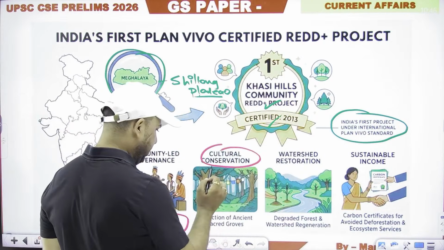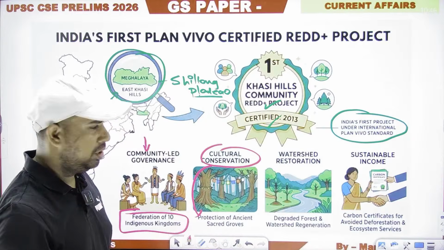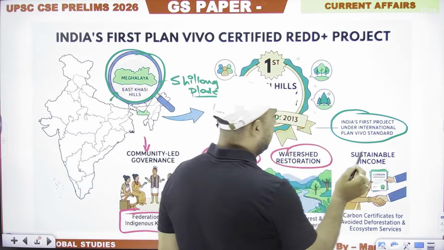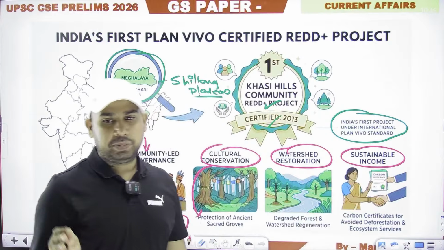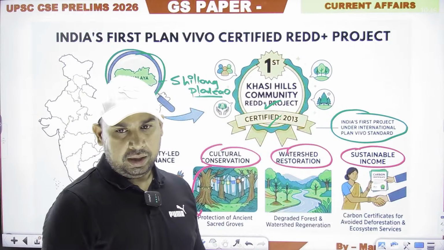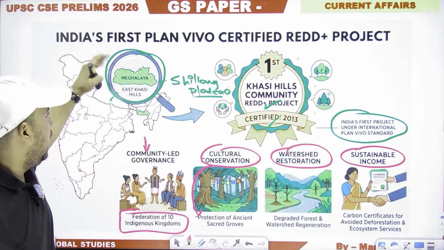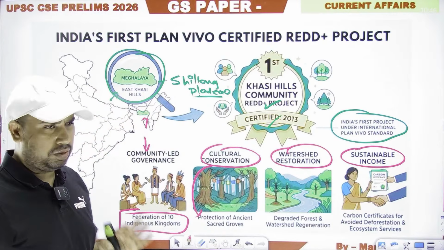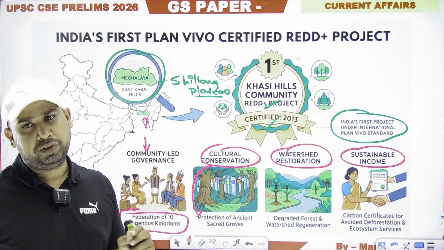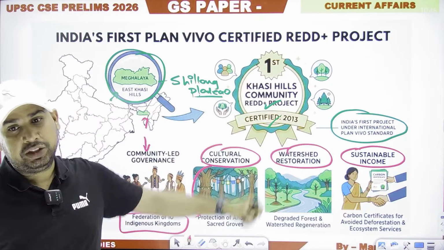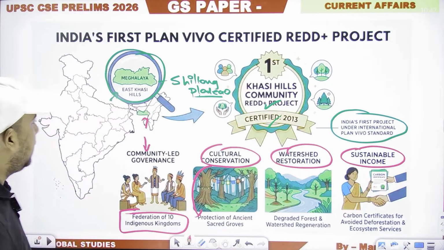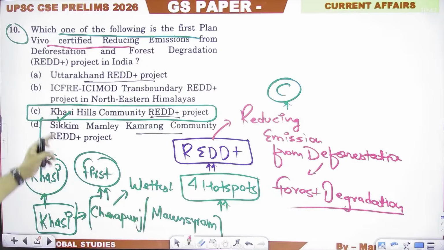cultural conservation of ancient groves. Third is watershed restoration and sustainable income for the local people who are associated with it. So these are the different things which are associated with the eastern part. So keep in mind, Khasi Hills was the first Plan Vivo project associated with REDD. It means that C answer is absolutely correct. So Khasi Hills Community REDD project is there.